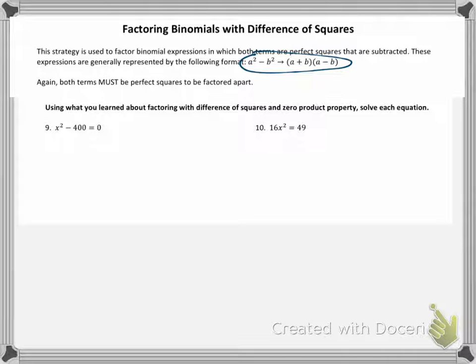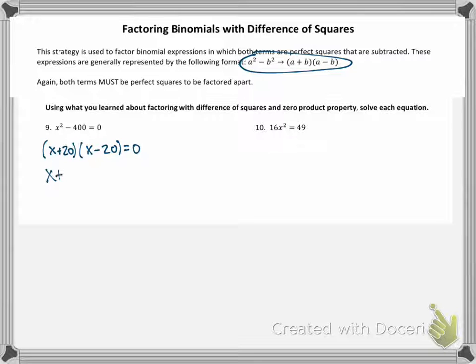So, difference of squares, all I'm going to do is say, okay, I see a subtraction sign, cool. I also see that we've got x squared and 400. So the way that I can break that apart is x and x. 400 breaks apart into 20 and 20, and again, that's because you're square rooting. Only difference now compared to the last lesson, we have that equals 0.